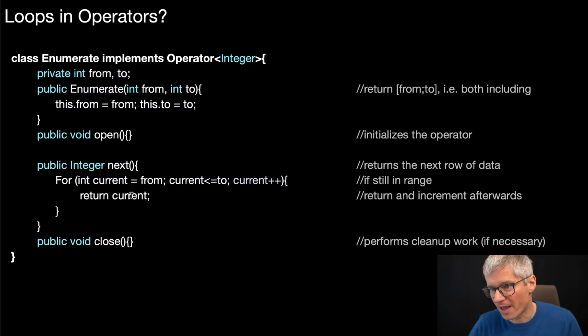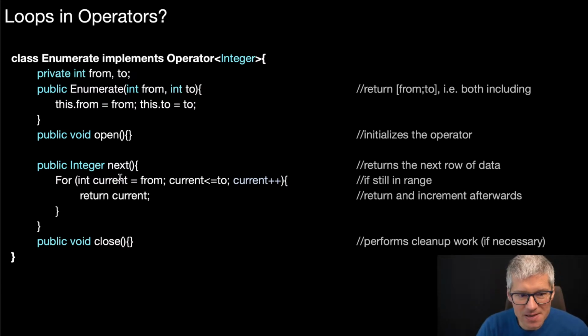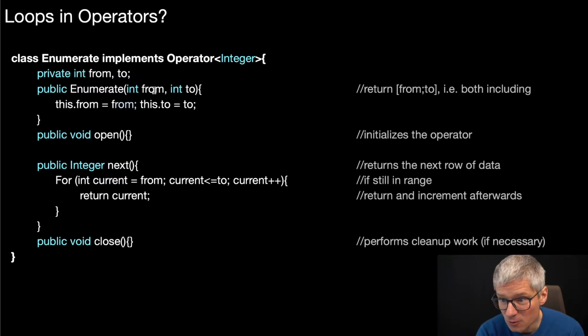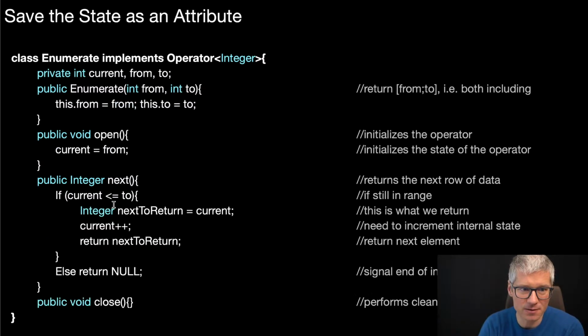But of course the problem with that is every time you call next, you will reinitialize this loop variable with the initial value of from. So if you specify the range, say you want to count from 7 to 42, every time you call next, you will be receiving 7, 7, 7, 7. And it will never end. You will only receive 7. So loops do not work like that. You have to do some extra work.